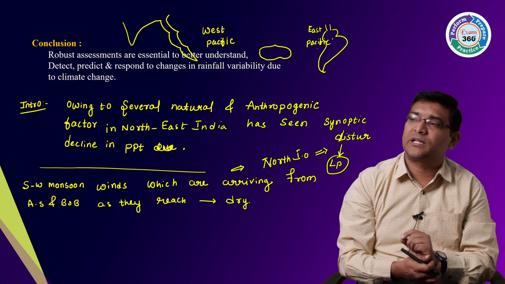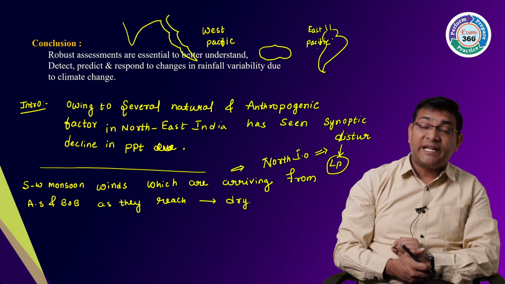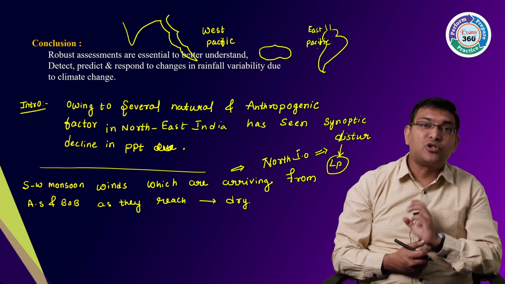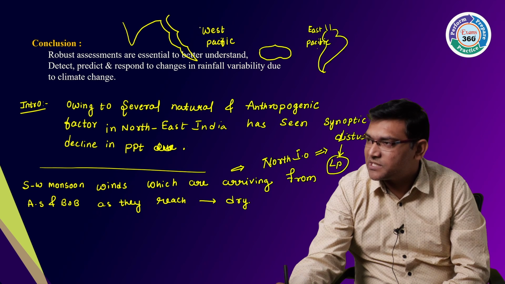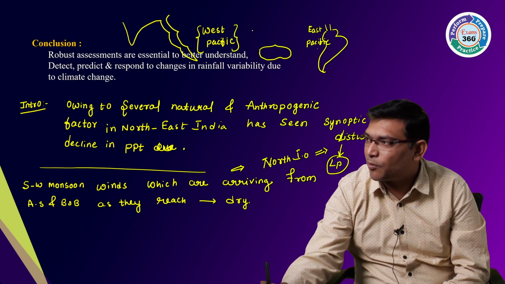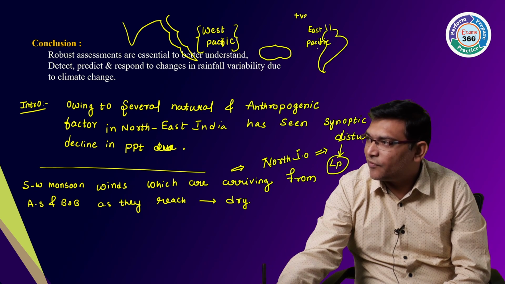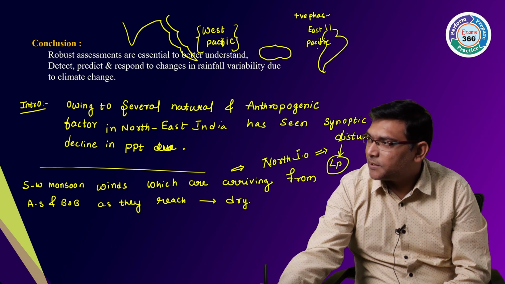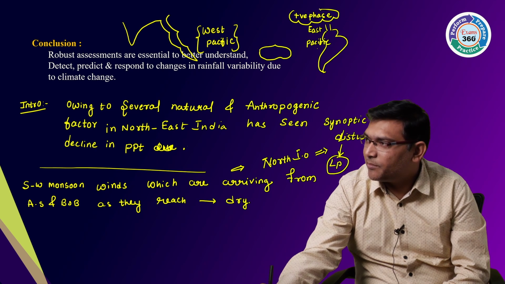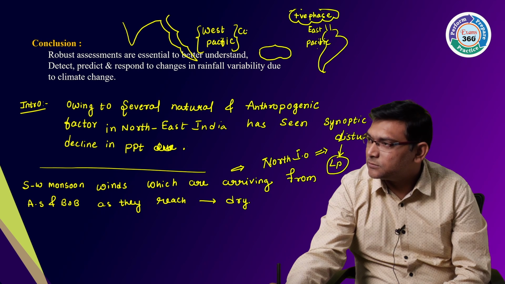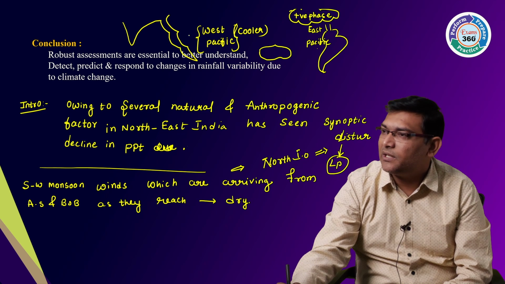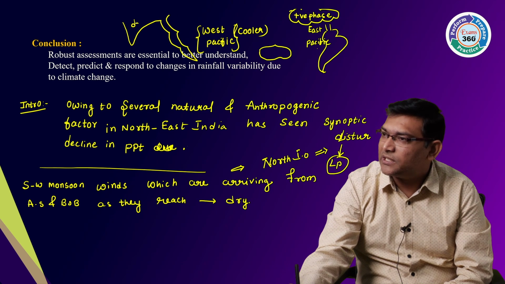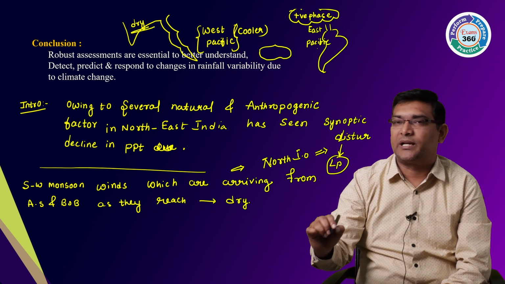So what's happening here? In the Pacific decadal oscillation, there is a positive phase. The Western Pacific is becoming cooler. This is a positive phase. That means they are becoming cooler in this case, and when they become cooler, what will happen? This area becomes dry. The monsoonal effect will be drier.